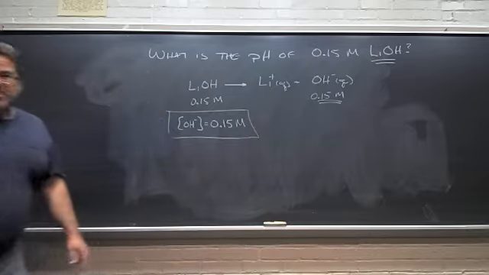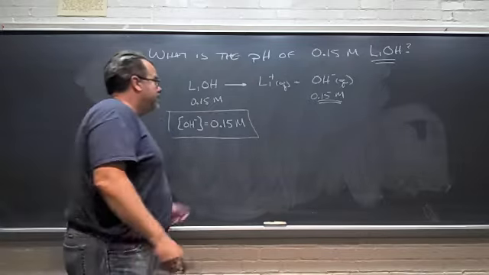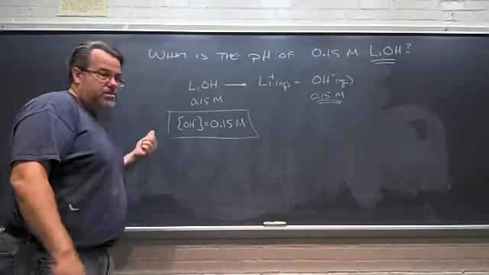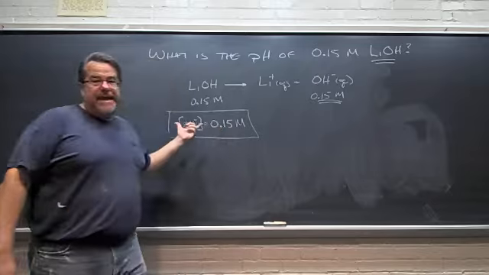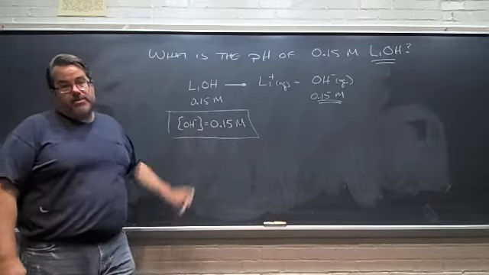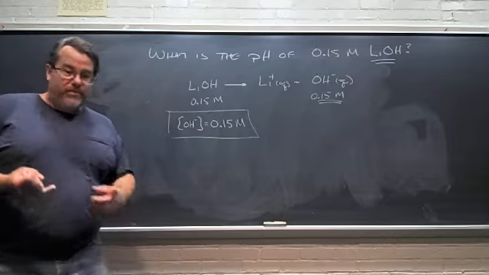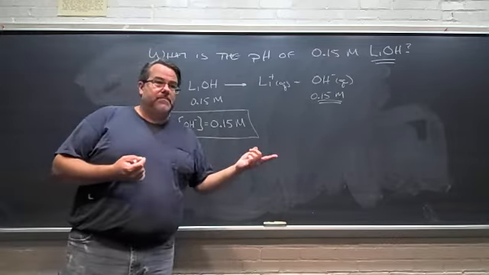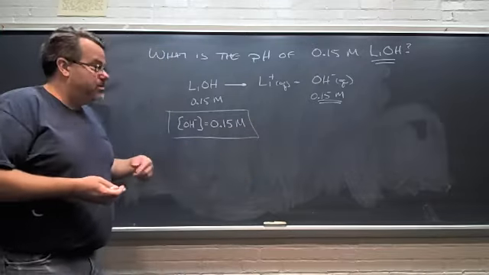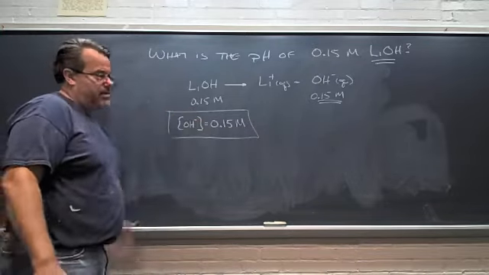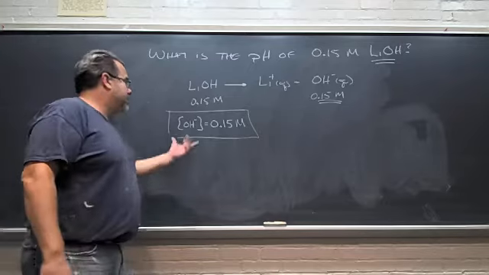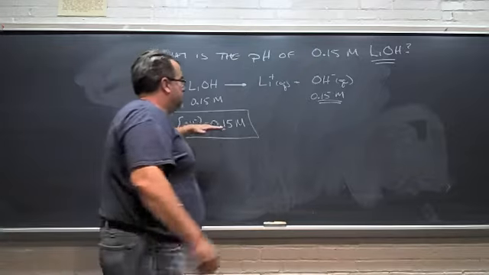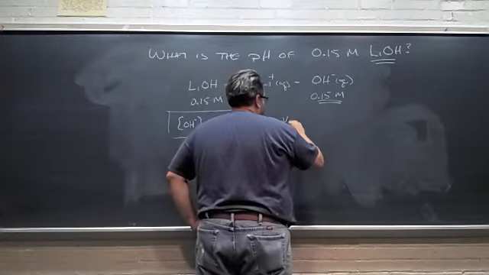Okay. Now the question asks us for the pH, right? Last time we just took the negative log of this number. We can't do that in this case though, because when we're working with strong acids, we had the H plus concentration. Here we've got the hydroxide concentration. So we've either got to use the hydroxide concentration to get the H plus concentration and then the pH, or use this to get the pOH and then the pH from that. In this case, let's go ahead and use this to get the H plus concentration and then the pH.